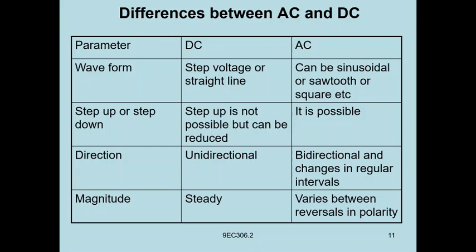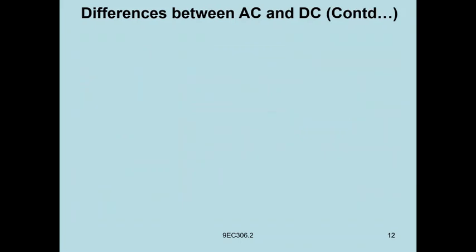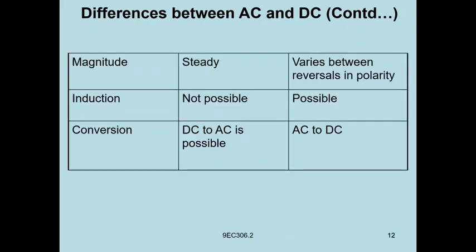Direction. DC is unidirectional but AC is bidirectional and changes in regular intervals. Magnitude. Magnitude will be steady in DC, and in AC it varies between reversals in polarity. Induction. Induction is not possible in DC, but it is possible in AC. And AC to DC, DC to AC conversion is possible.